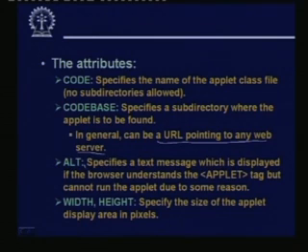Alt is an attribute using which you can specify a text message. Here this attribute is used for a purpose like this. Suppose the browser understands applet, but due to some reason it is not able to execute due to insufficient memory or some reason. So, whatever text is present in the alt, that text will be displayed in place of the applet.